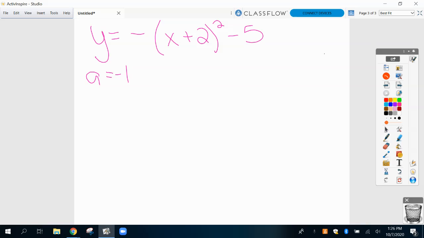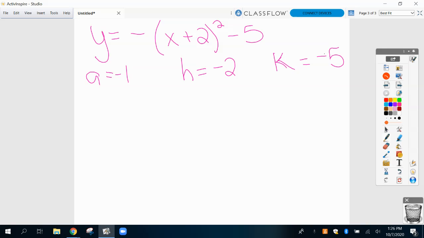Does that mean that this parabola will open up or will it open down? We should have picked that it will open down because a is negative. What does h equal for this parabola? We should have picked h equals negative 2 because we're always taking the opposite sign of what h equals. What does k equal for this parabola? We should have picked k equals negative 5 because the k stays as the same value.